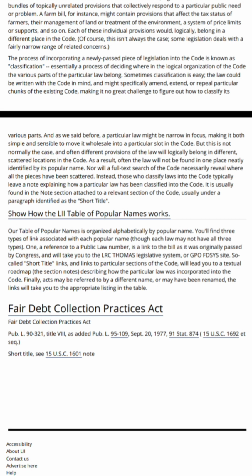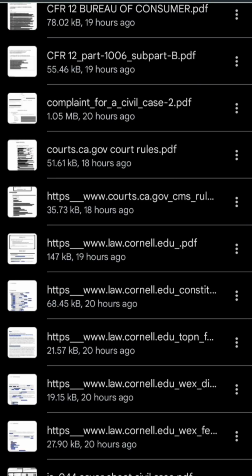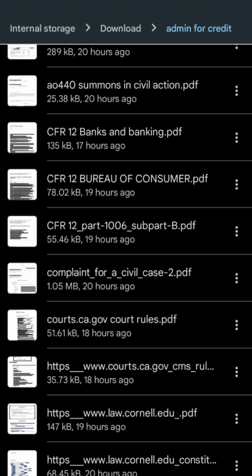So you can still see the titles on here. The Fair Debt Collection Practice Act, that goes for the 15 USC 1692, and it has the et seq. And your short title, 15 USC 1601. They took this information down, and it's unfortunate, but these people do not want us to know the truth. I have screenshots from my previous videos where I went into the TOPN and they give you your US code and they give you your CFR, which is your law, to back it up. But they took that down.